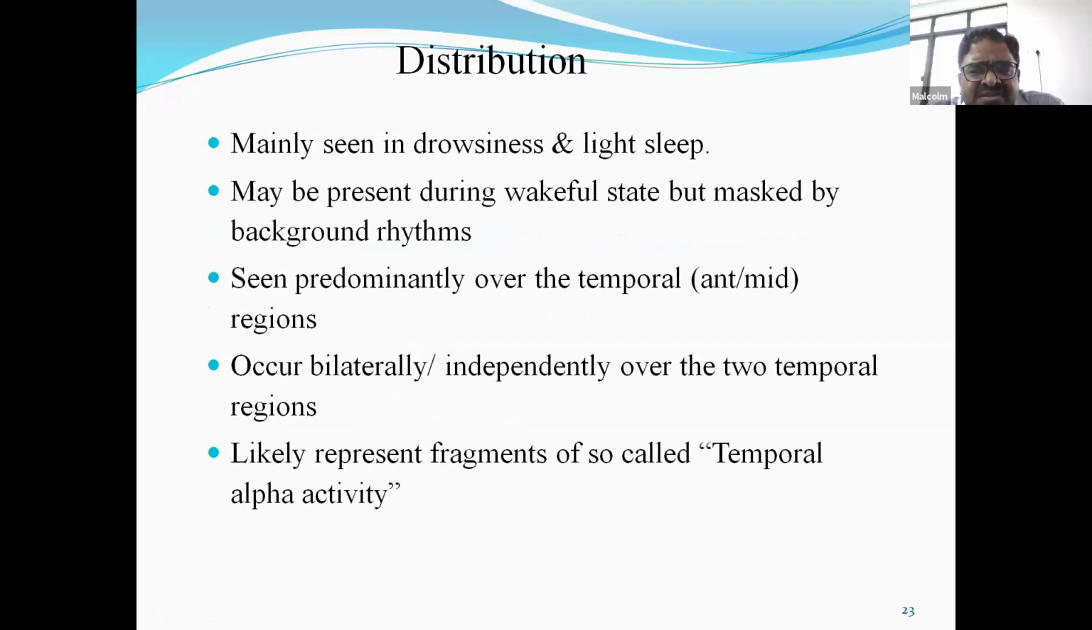As discussed for BSSS, it is mainly seen in drowsiness and light sleep. It may be present during the wakeful state but masked by background rhythms, and it is seen predominantly over the temporal chain. It can occur bilaterally and independently over the two temporal regions, and it is likely to represent fragments of so-called temporal alpha activity.